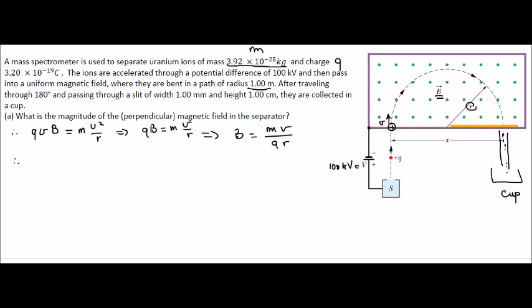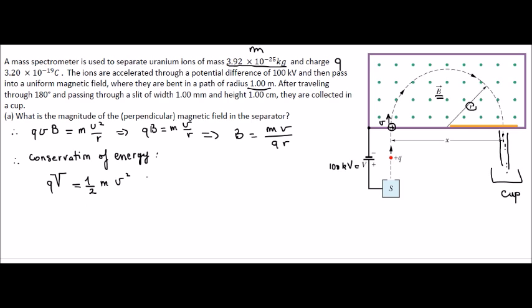So for the speed, we use conservation of energy. Here, the ions are accelerated through a potential, so they have an electrical potential energy. We apply conservation of energy. The electrical potential energy is equal to the kinetic energy. Basically the ions start from rest here and get accelerated, and here they will have a certain kinetic energy, so qV equals half mv squared.